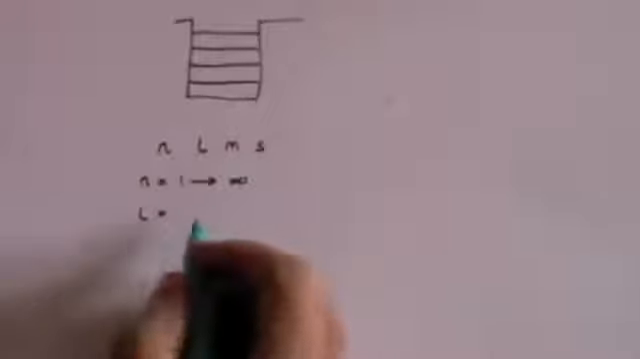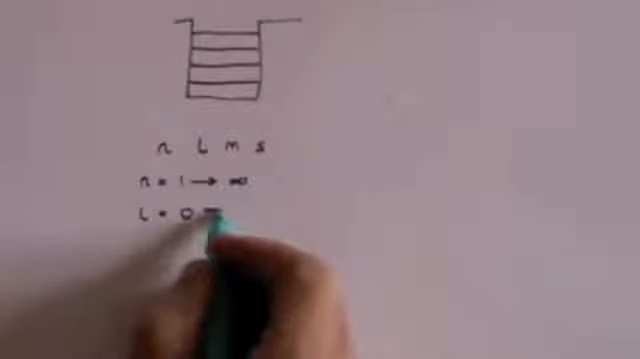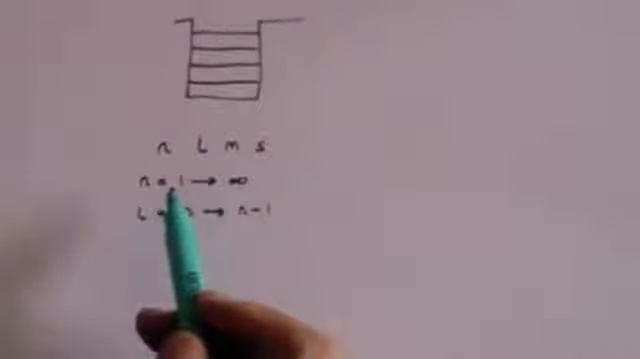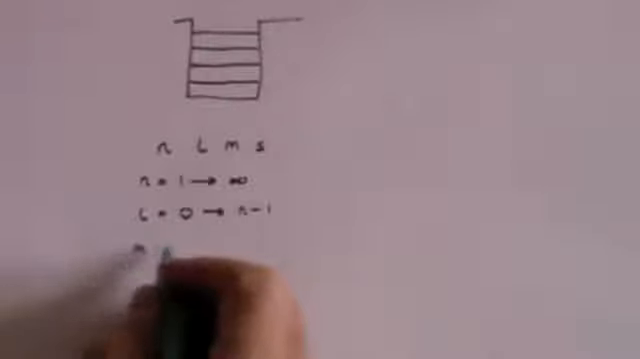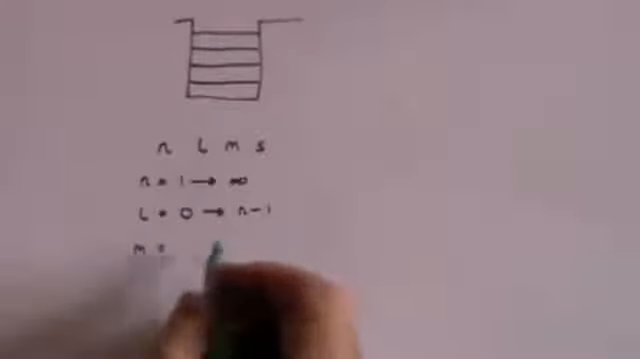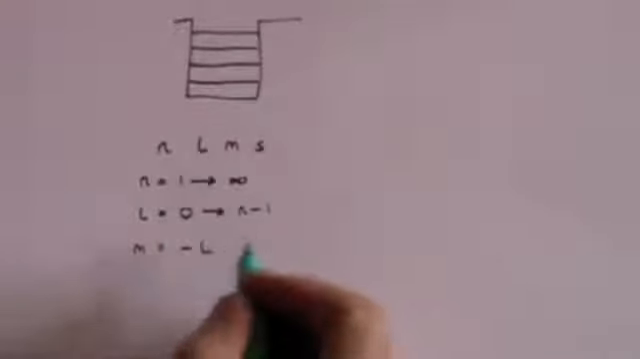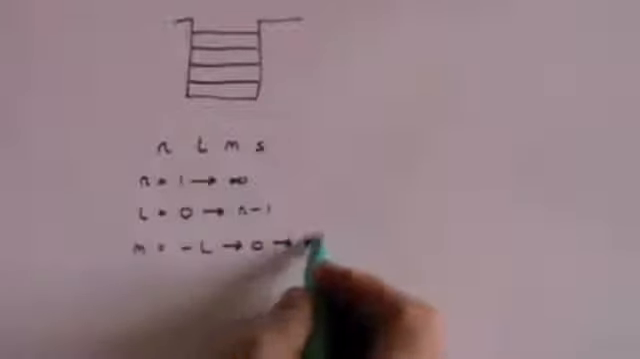The value of L is any number from 0 up to n minus 1. They can't go higher than the value of n minus 1. The values of m are any number, again integer number, from minus L through to 0 through to plus L. And the value of S, the spin, is plus or minus a half.